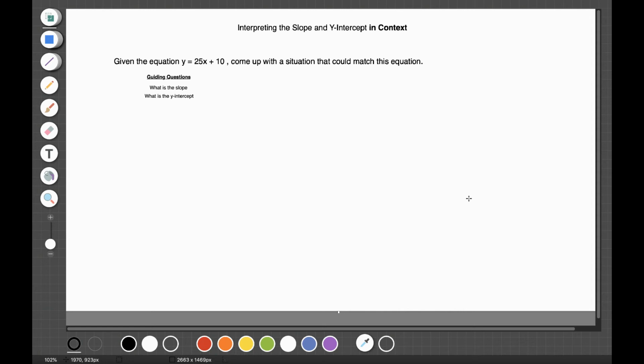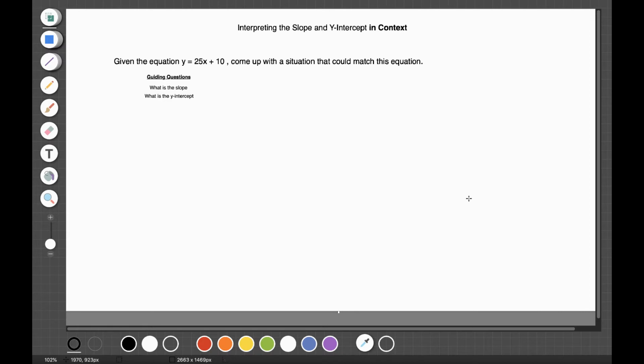All right, so today we're starting a pretty big and a pretty important topic, which is interpreting the slope and the y-intercept in context. This really gets into the meaning of why we talk about these two things so much, and how we can use what we know about them to make sense of these linear representations that we've been seeing, no matter what representation it might be.